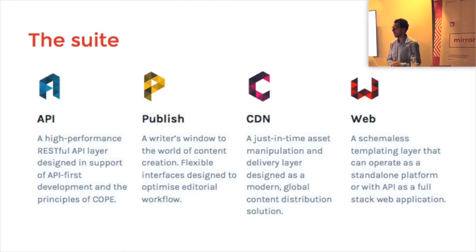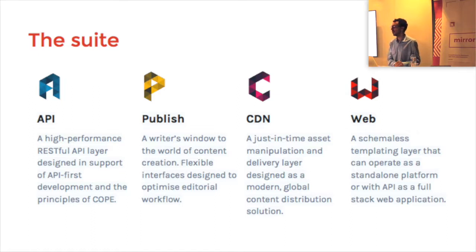We have CDN, which is an asset manipulation and delivery layer, which allows you to do really cool things. You can store a huge raw image, and then using a URL, everything is the RESTful API again, you can request different variations of that image. You can request a thumbnail with specific dimensions. You can manipulate that image, so you can specify that you want it in black and white with a 30% blur and anything that you want, really. It has some cool features that I'll just briefly discuss at that time.